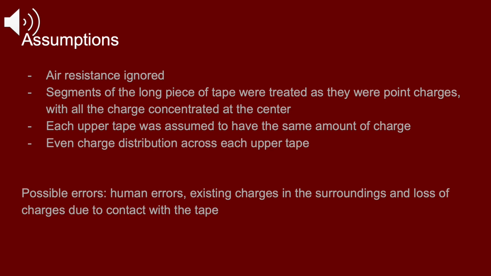We also assumed that the total charge on the tape was evenly distributed across the tape and across each segment, allowing us to assume that the point charge was at the center of each segment. Each upper tape was assumed to have the same amount of charge every time we repeated the experiment, and there's even charge distribution across each tape. Possible sources of errors for this lab include human errors, existing charges in the surroundings, and loss of charges due to contact with the tape.